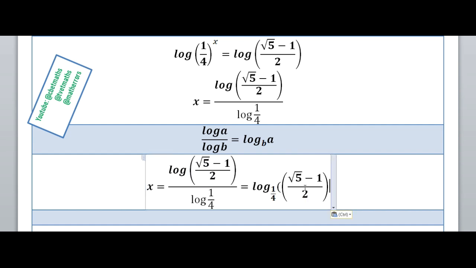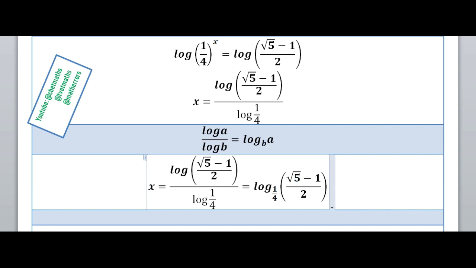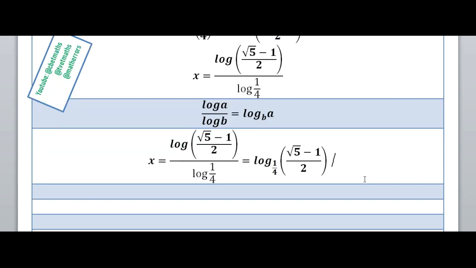If you substitute that, then that is the final solution of that problem. So we found the solution of x is log root 5 minus 1 over 2 to base 1 over 4 using these laws of logarithms. And that is how to solve that problem.